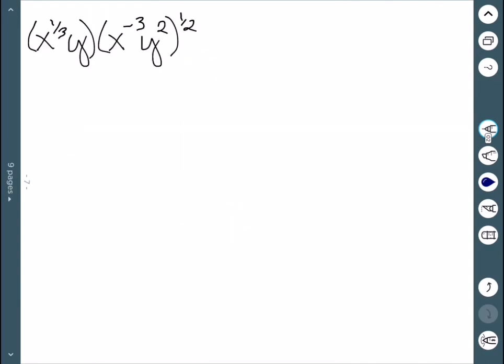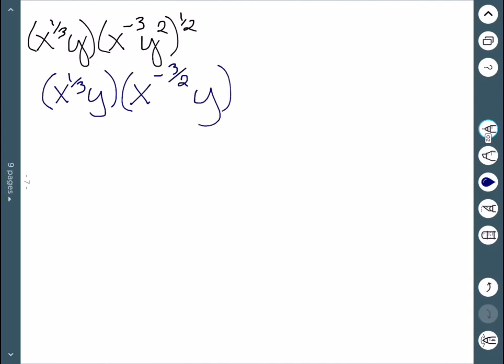We can also use all of our old properties of exponents. So here, I would start with my first parenthesis. It's just x to the 1/3 y. My second one, I have this 1/2 power on the outside, so I multiply exponents. -3 times 1/2 is -3 over 2. And then 2 times 1/2 is 1.